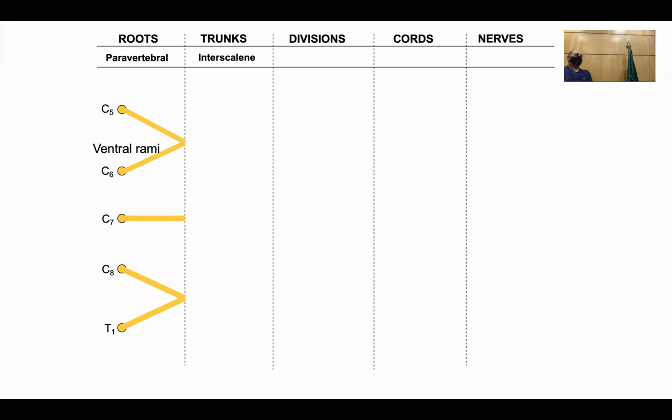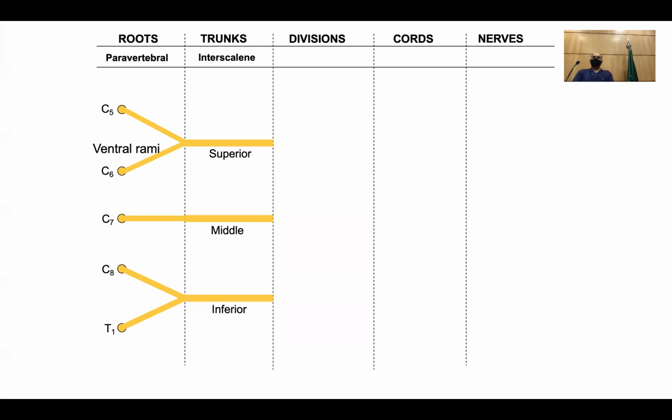So now my upper two give me one trunk, and I call it the superior trunk. The one who's alone, nobody is sharing, nobody is a friend, that's the middle trunk. And those at the bottom give me the inferior trunk. Are we good?